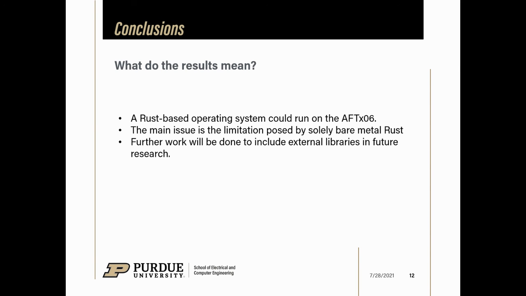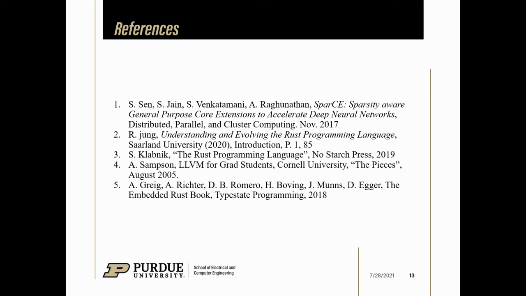But producing binaries based off Rust code is proof that a Rust-based operating system could run on the AFTx06 chip, with the main issue being the limitation posed solely by bare metal Rust. Further work will have to be done to include external libraries in future research.